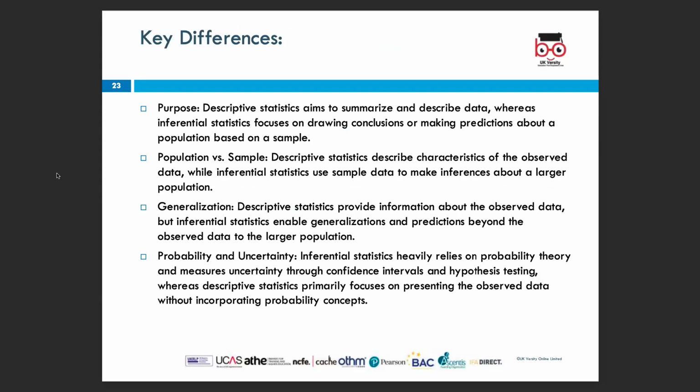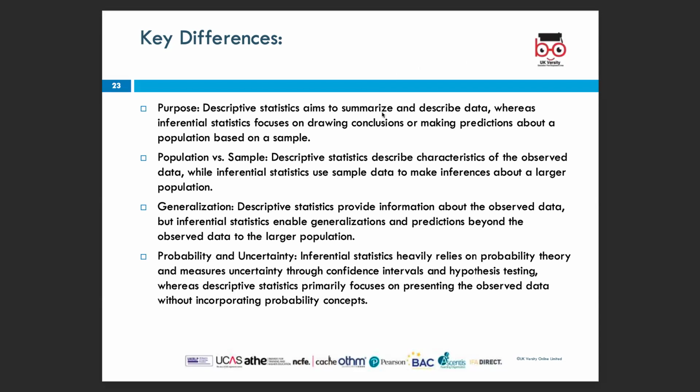And then what are the key differences? First of all, the purpose. Descriptive statistics aims to summarize and describe data, whereas inferential statistics focuses on drawing conclusions or making predictions about a population based on a sample. So, like I said, descriptive statistics is usually all about summarizing and describing the data, whereas inferential is usually just making predictions based on the sample data that we have, or based on other information that will be given.